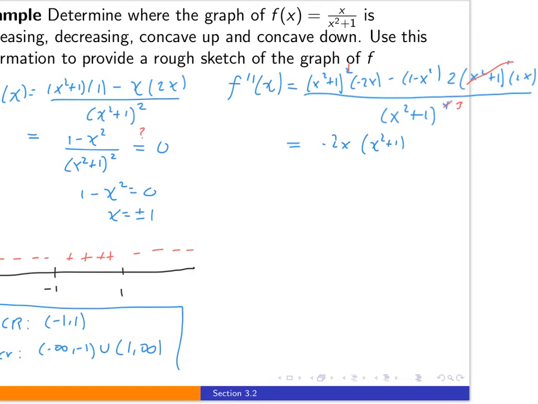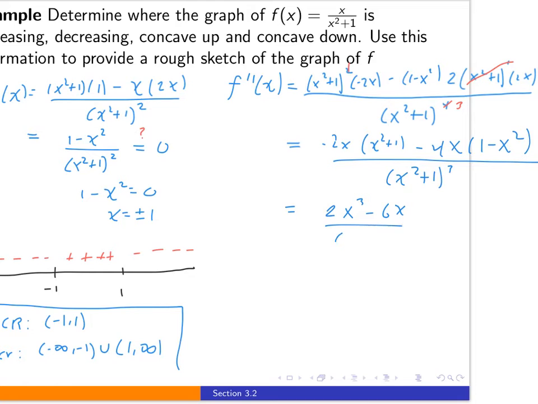So minus 4x times 1 minus x squared. And this is all divided by x squared plus 1 cubed. And the top, through just a smidge of algebra, simplifies nicely as 2x cubed minus 6x. And this is all divided by x squared plus 1 cubed.